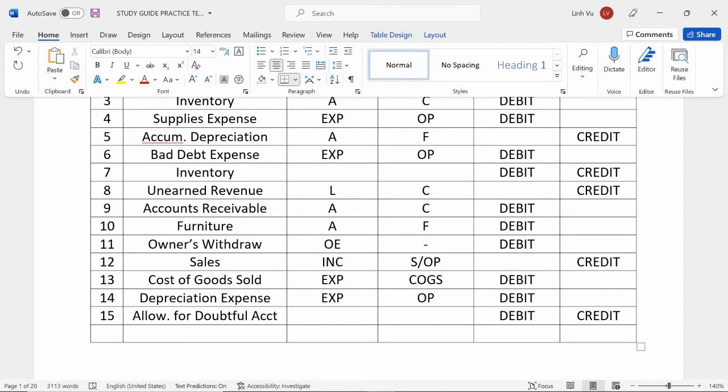Okay. Last but not least, what about allowance for doubtful accounts? Would it be an asset? Yes, in this case, it would be an asset. Now, what kind of asset?